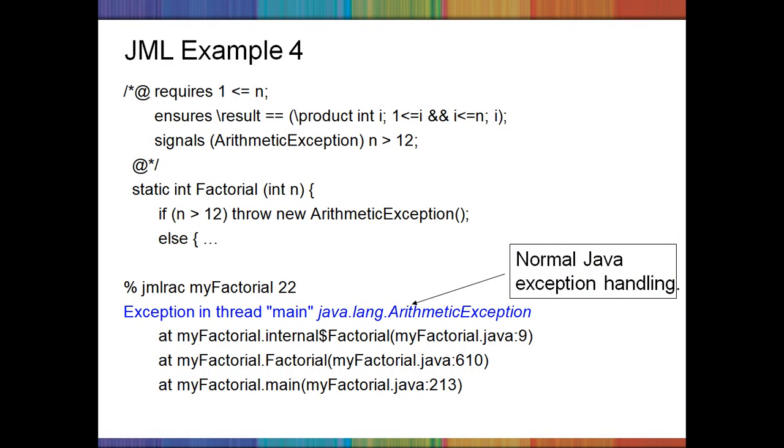So we have seen previously that factorial cannot be computed for a value greater than 12. So here a signals clause was included: signals ArithmeticException when the expression n greater than 12. Thereby, whenever factorial of 22 was called, which one will be raised here? java.lang.ArithmeticException. Normal Java exception handling is going to take place. So this is the way JML exceptions will work.